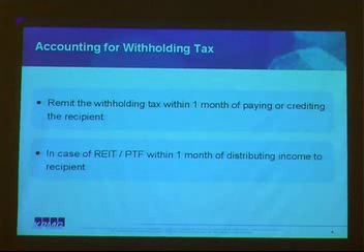Under Public Ruling 4/2005 on withholding tax on special classes of income, the withholding tax is due within 1 month of paying or crediting. Crediting is defined in the public ruling as the amount that is available to or for the benefit of the recipient. It is all a question of fact that you have to analyze and see whether an amount is actually having been paid or credited.